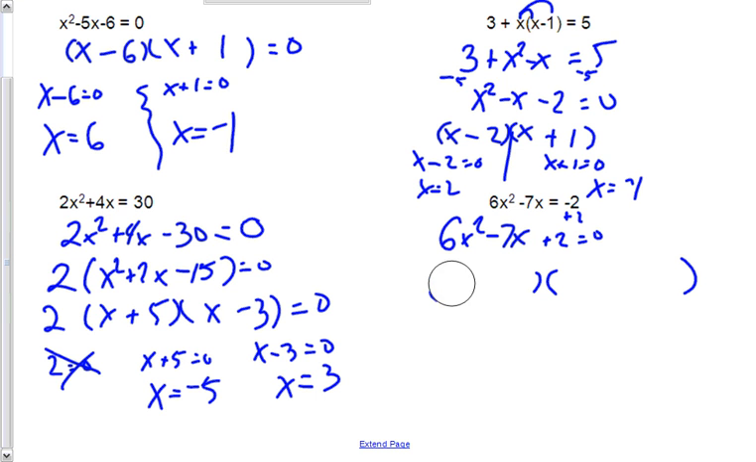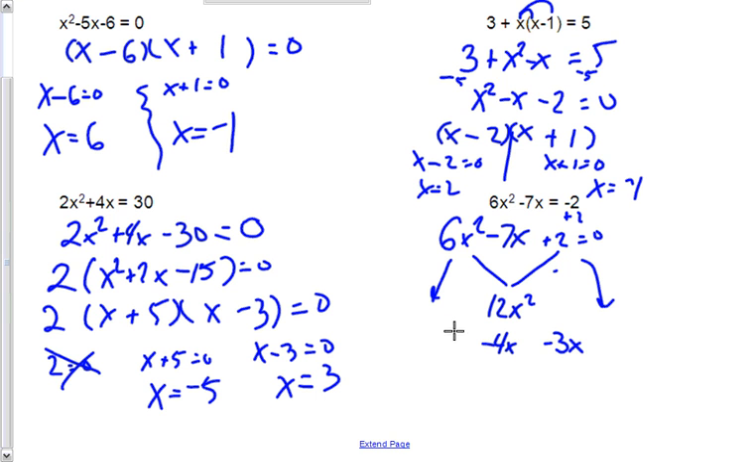Well, just to get some work, why don't we do the factoring algorithm, which is how we can do this. You multiply the first and third to get 12x squared. Now, things that multiply are things that add up to be negative 7. Okay, multiply to give me positive 12. Well, how about 4x and 3x? Now, they better be negatives in order for it to work. Okay, if I bring down, I get 6x squared minus 4x minus 3x plus 2.